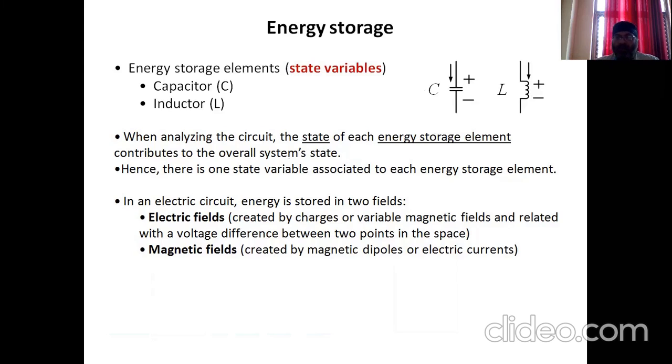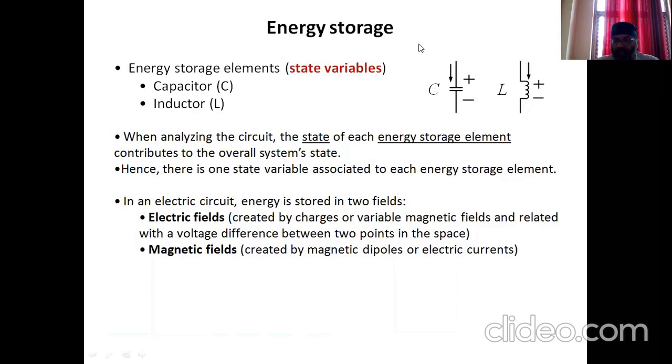We already know that for analyzing the circuit, the state of each passive element is calculated, whether the capacitor is charged or not. So there are two states of this state variable called capacitor: one is charged state, another one is discharged state. And for inductance also the same thing. Again, it is a state variable with two states: one is charged or fully energized state, the other is de-energized state.